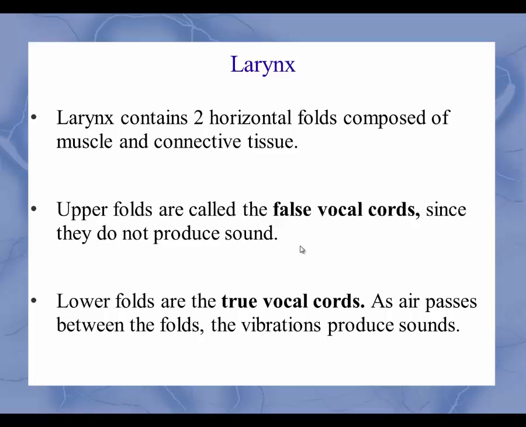Alright, the larynx has two horizontal folds made of connective tissue and different types of muscle. The upper folds are called the false vocal cords because they do not produce any sound, and the lower folds do produce sound. They're called the true vocal cords. And how the vibrations of these cords are produced will produce different types of pitch. When they vibrate faster, you'll get a higher pitch. When they vibrate slower, you'll get a lower pitch.